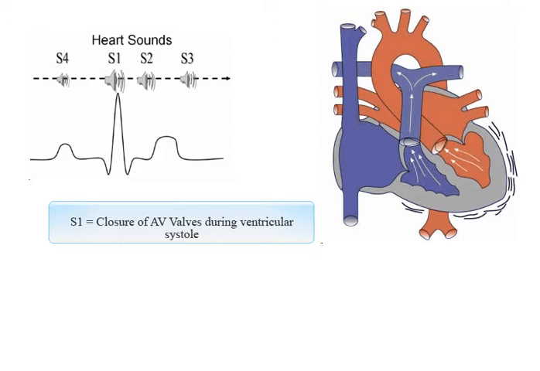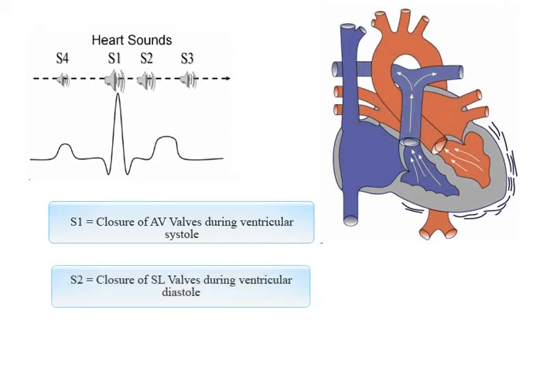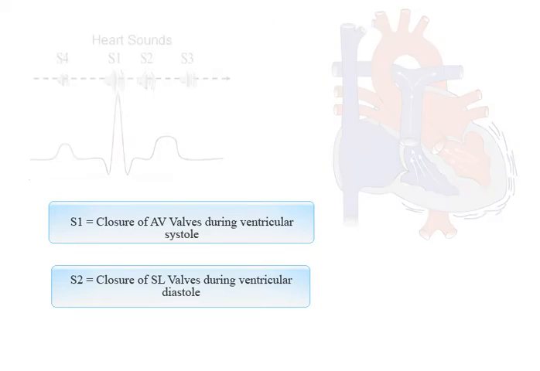The second sound, S2, corresponds to closure of the semilunar valves, and this happens when the heart begins to relax after its initial contraction. So it will contract, causing S1, or closure of the AV valves, and then as it relaxes, it will create a suction which snaps back the SL valves, causing sound S2. Hopefully in the next couple weeks in lab, you'll get a chance to try out a stethoscope and listen to these two different heart sounds.